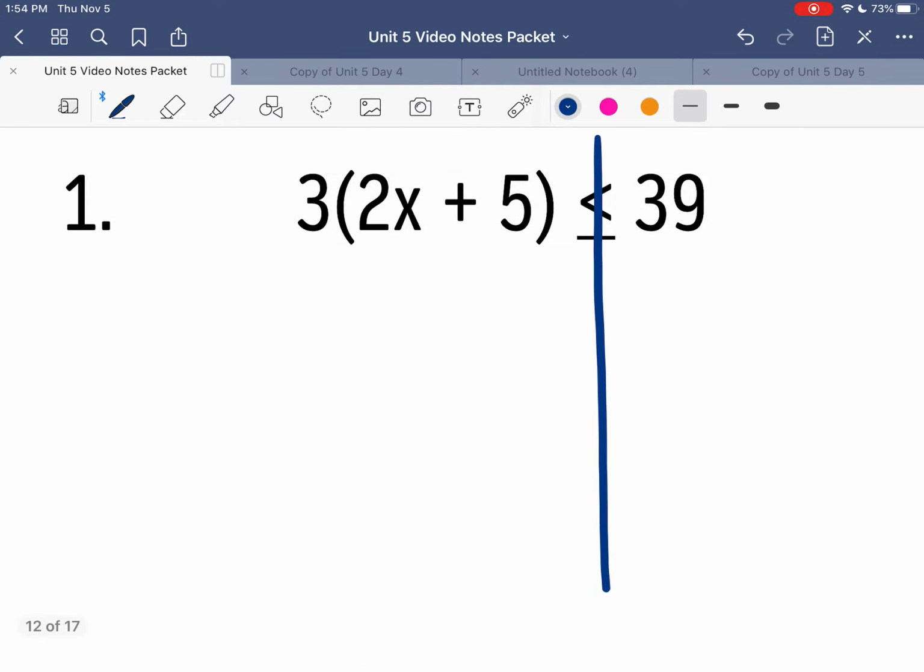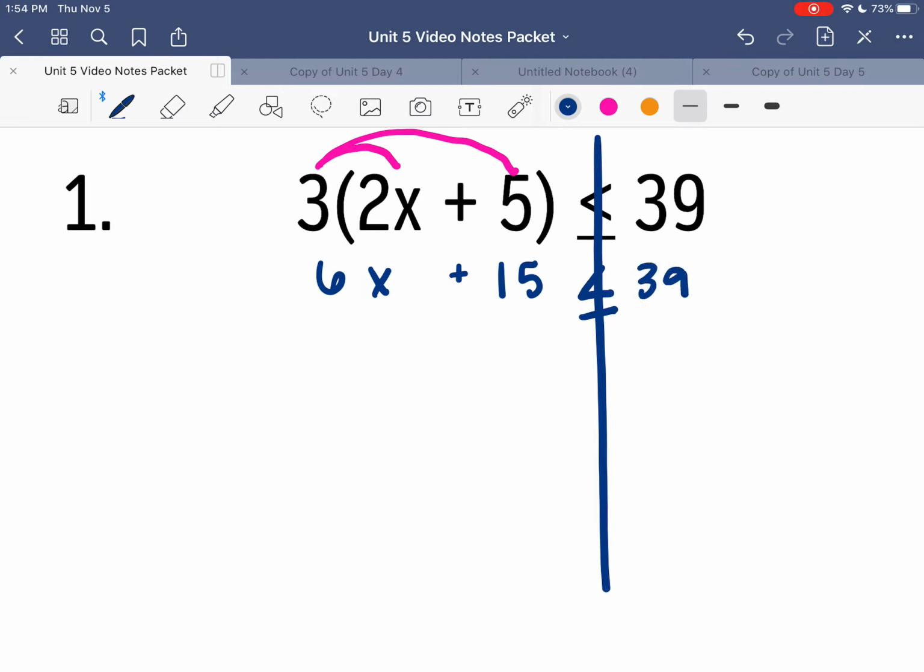There we go. So, first thing I would probably do here is distribute. So, I would take that 3 and multiply to everything in the parentheses. 3 times 2x is 6x. And 3 times 5 is 15. And that's still less than or equal to 39.